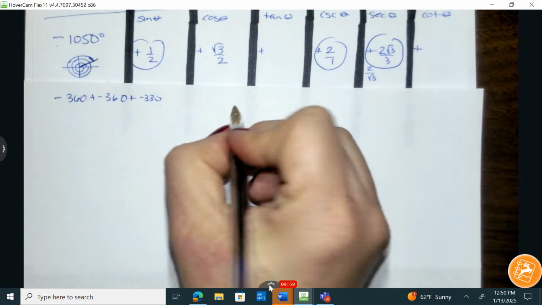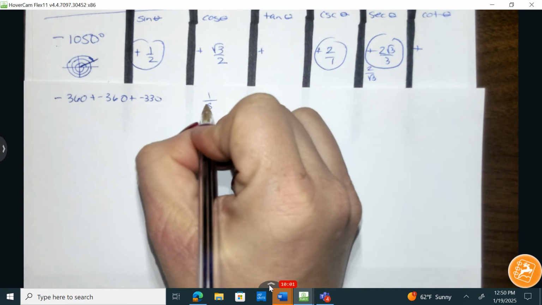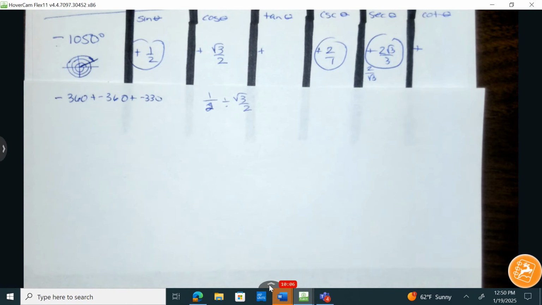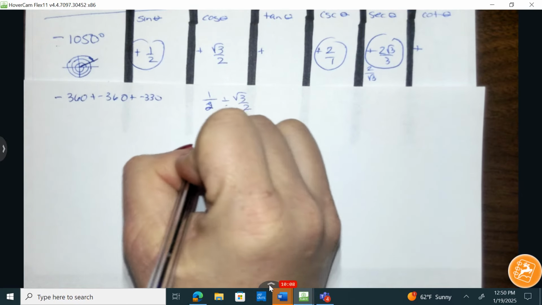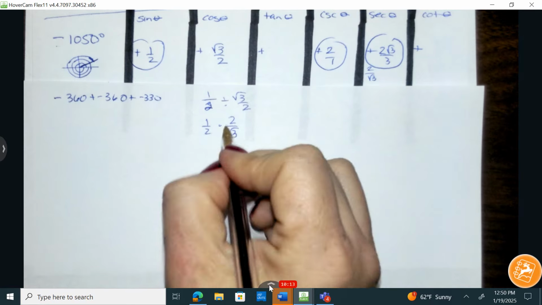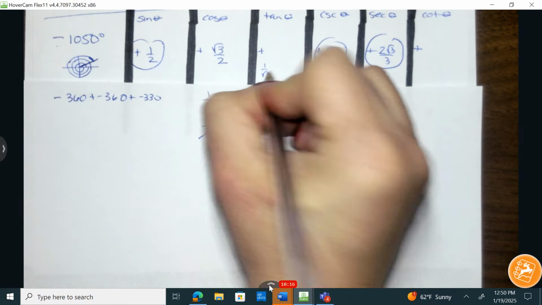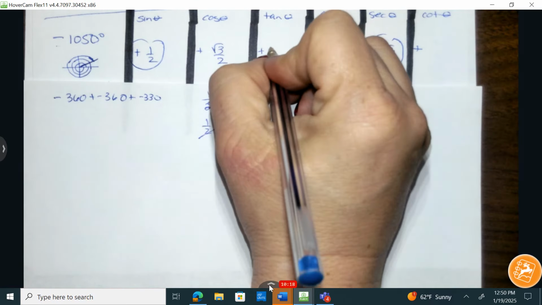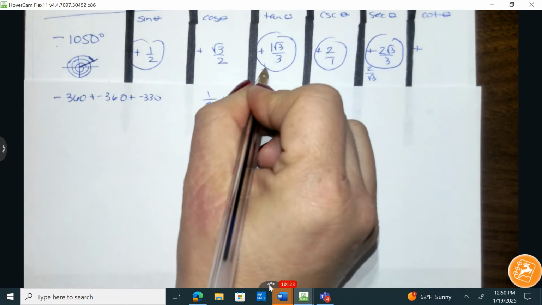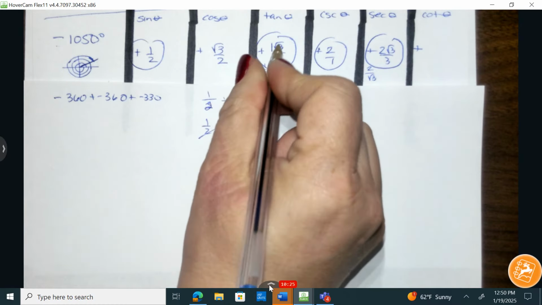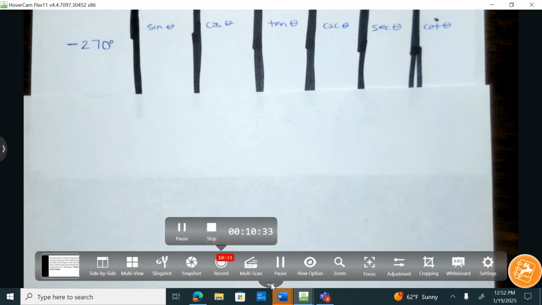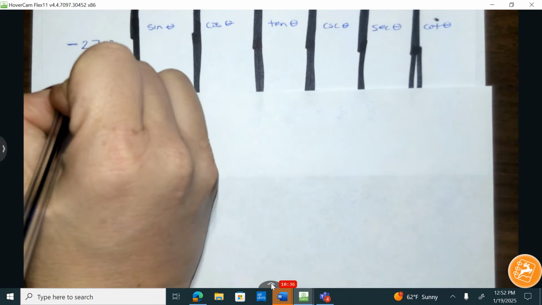How do we figure out the tangent? I'm going to take the sine and divide it by the cosine. So 1/2 remains, and I flip 2 radical 3, and I end up with 1 over the square root of 3. Mathematically correct, but not in the correct form. And now for the reciprocal of tangent, I'm able to take this original value before I put it in the correct form and simply take the reciprocal of it. One last example, negative 270.